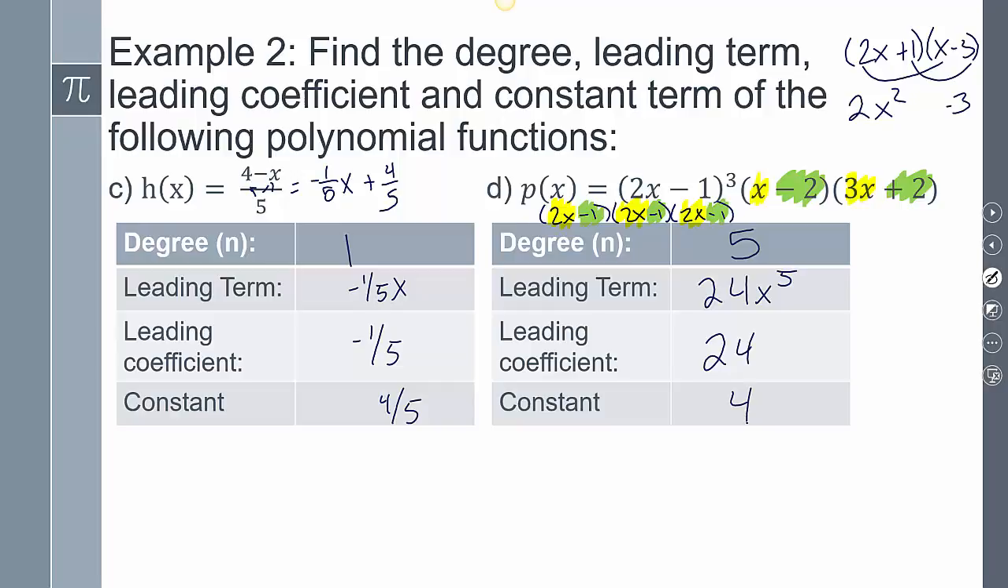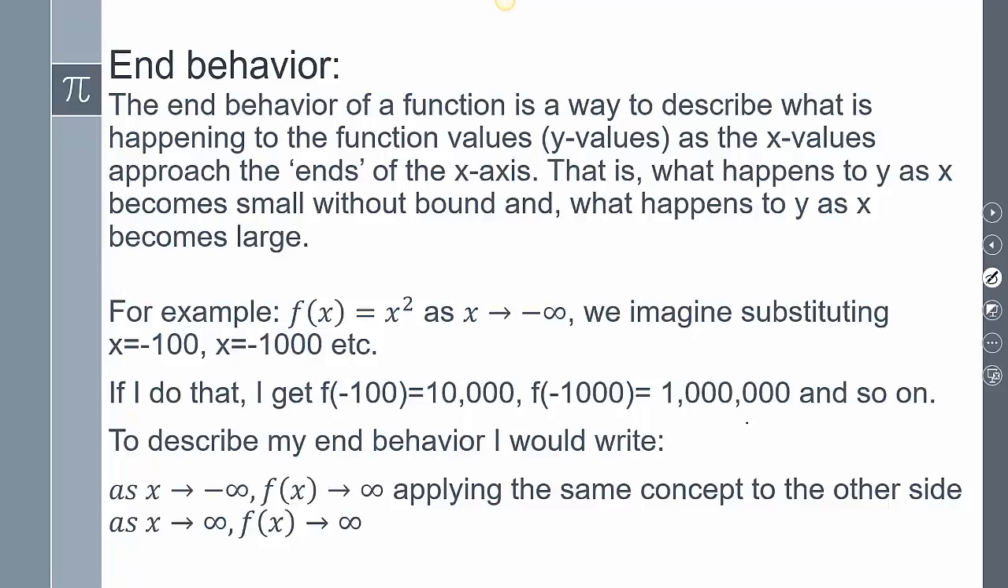And now I just suggest that we memorize that pattern, right? The leading coefficient, I multiplied all of the leading terms. The constants, I multiplied all of the constants together, because we're going to need this pattern in the future as we dive into polynomials even more. Now the next thing we're going to talk about, and the last thing, is going to be end behavior. Now the end behavior of a function is a way to describe what is happening to the function, my y values, as my x values approach the quote-unquote ends of my x-axis.